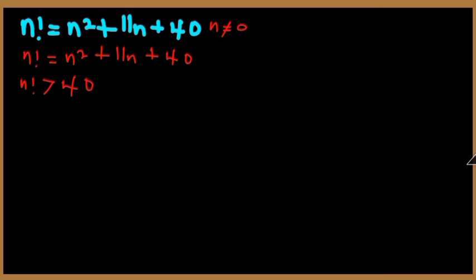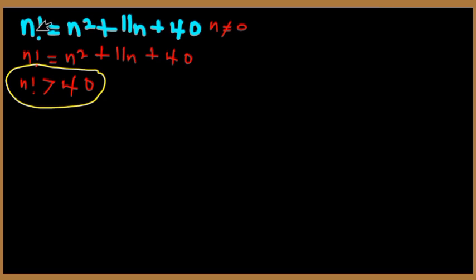Now let me explain this statement. n factorial is greater than 40. Now let's look at the original equation. The original equation says that n factorial equals n squared plus 11n plus 40. This means that the number at the left hand side must be equal to the number at the right hand side. And at the right hand side, you already have 40, which means that there will be some addings to this 40.